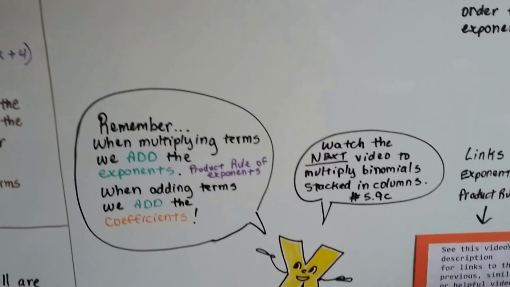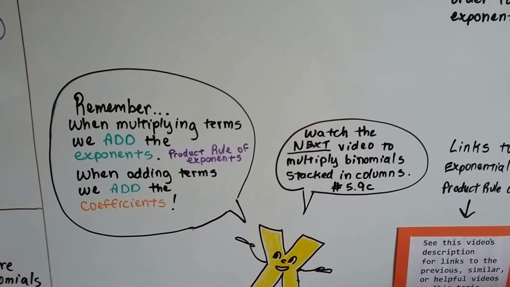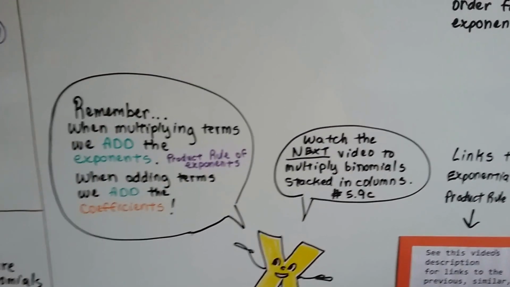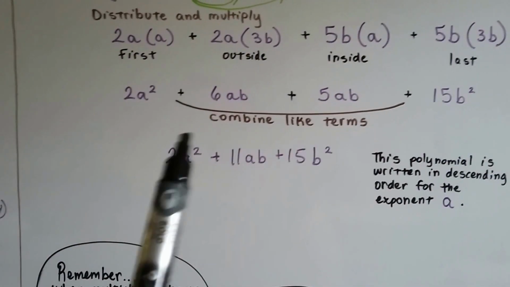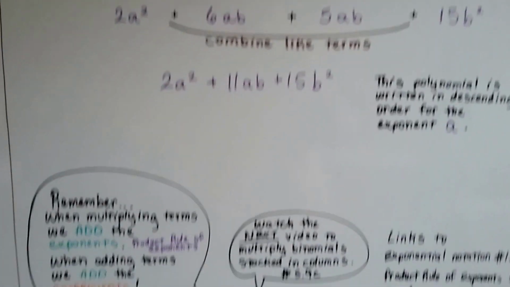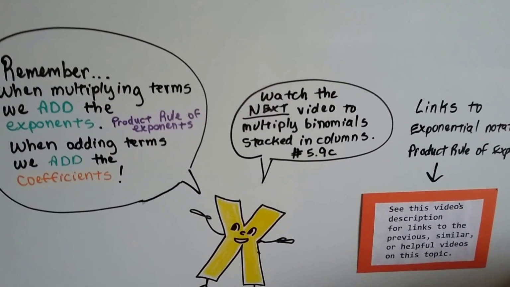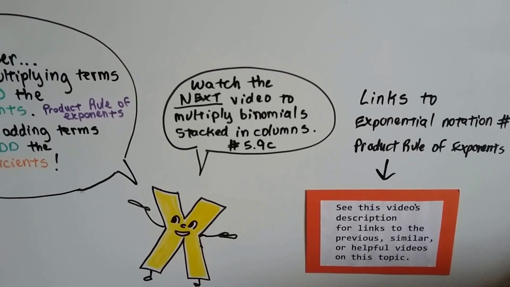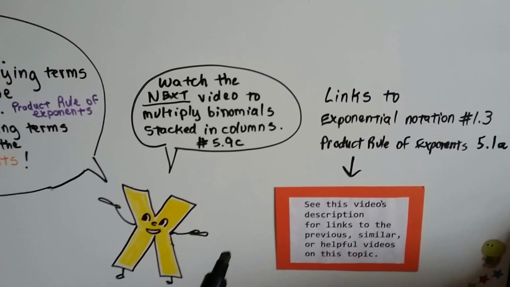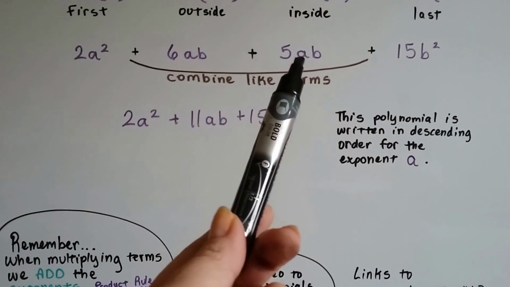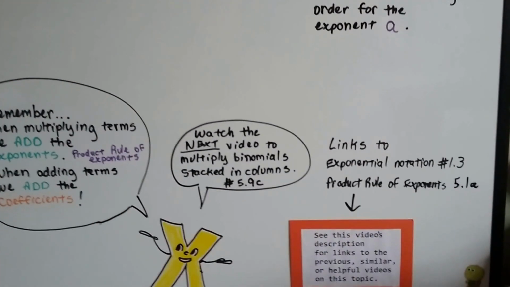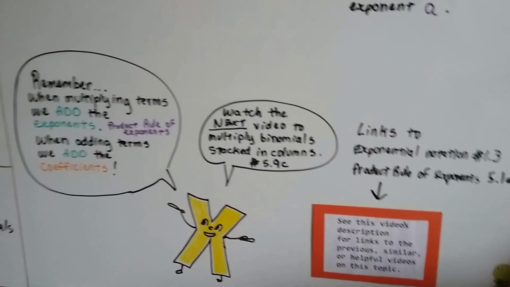So remember, when multiplying terms, we add the exponents. That's when multiplying. That's the product rule of exponents. When we're adding terms, like this 6ab and the 5ab, we just add the coefficients, don't we? All right? You can watch the next video to learn how to multiply binomials stacked in columns. And that'll be 5.9c. And there are links to exponential notation explaining why we don't add the exponents of the ab here. It's just adding the coefficients, and the product rule of exponents. There'll be links in this description, okay?